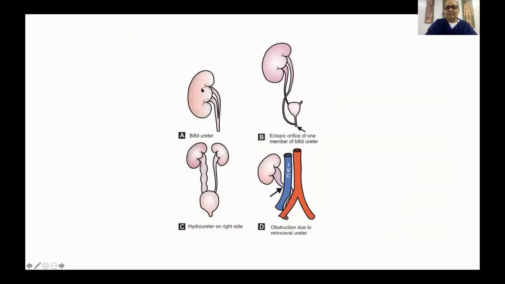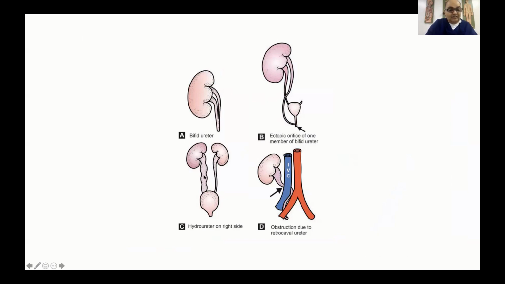Now, I'm showing you some diagrammatic images, along with the X-rays from before. You can see that sometimes the ureter can be bifurcated. We call it duplex. Look at it: a duplex ureter, but it is not opening in the bladder. It is opening in the urethra. Look at it. There is an obstruction.